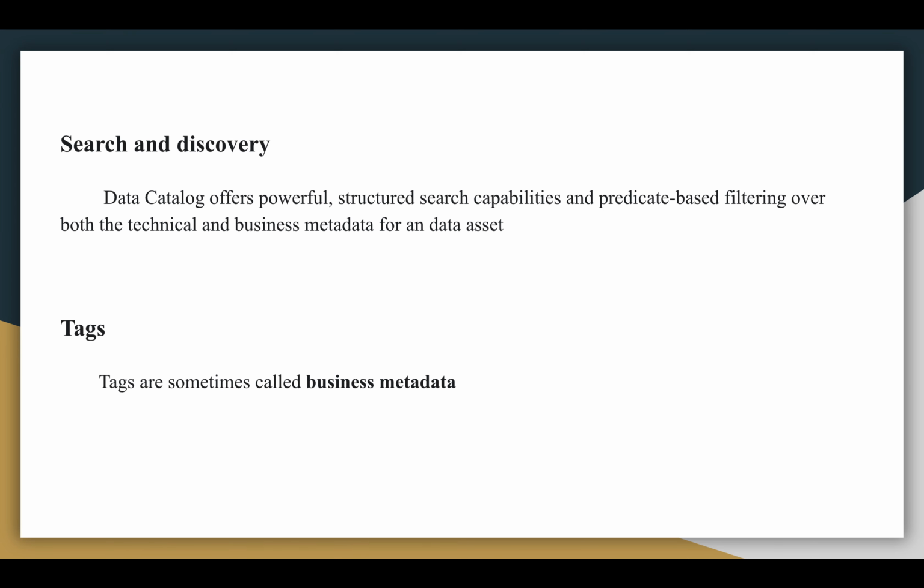Now we are going to see search and discovery and tags. Search and discovery: data catalog offers powerful structured search capabilities and predicate-based filtering over both the technical and business metadata for a data asset. Data catalog controls some metadata such as user generated tags, but for all metadata sourced from the underlying storage system, data catalog is a read-only service that reflects the metadata and permissions provided by the underlying storage systems.